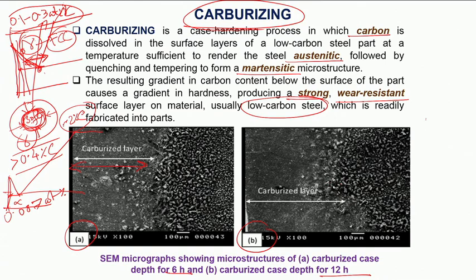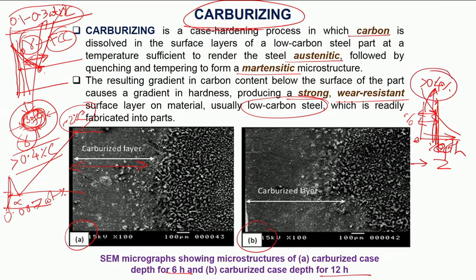So, if this is percentage carbon and this is depth z, so this is the surface and this is towards the interior, the carbon diffusion profile will be like this. Our idea is that if this is the desired depth, then within this desired depth region one should have at least the minimum amount of carbon. This cutoff point is typically about 0.4% carbon, and this is the depth from the surface which would have acquired the required amount of carbon, which can be more than 0.4% carbon.